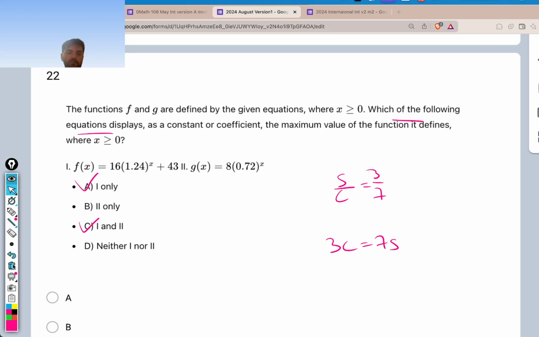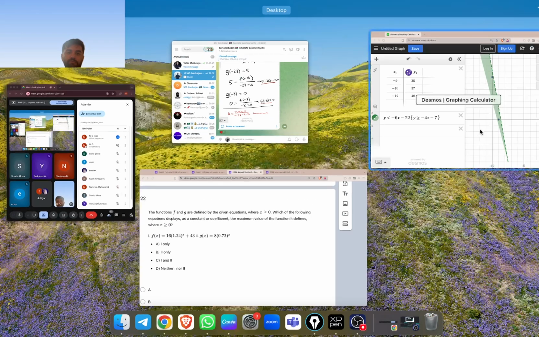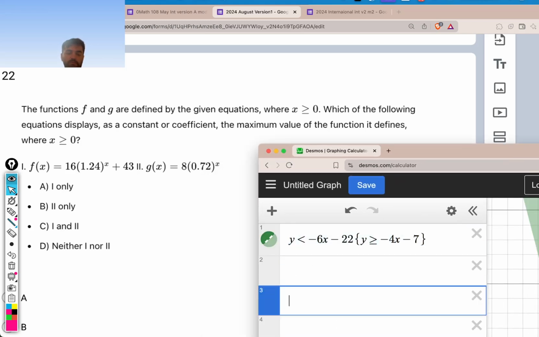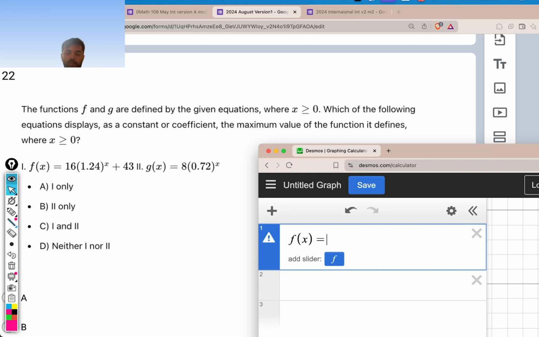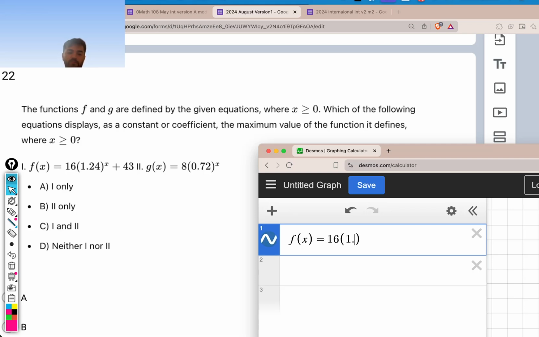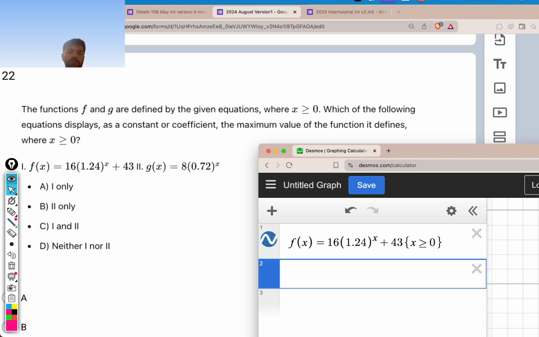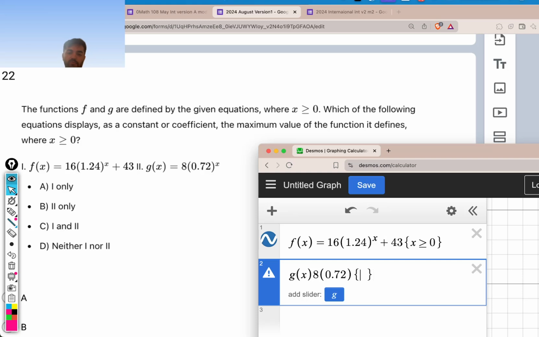And 22, we have to write that one to decimals and we have to look at it. F of x is equal to 16 multiplied by 1.24 to the power x plus 43, and it says that x is greater than or equal to 0. G of x is equal to 8 multiplied by 0.72 to the power x, and x is greater than or equal to 0, like that.